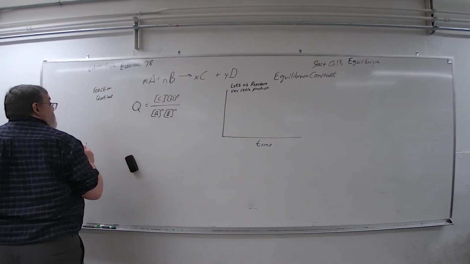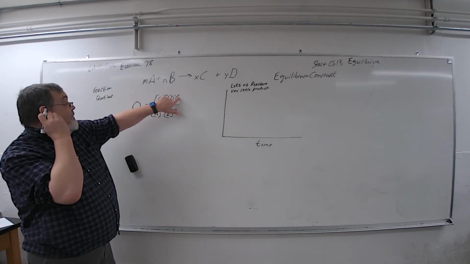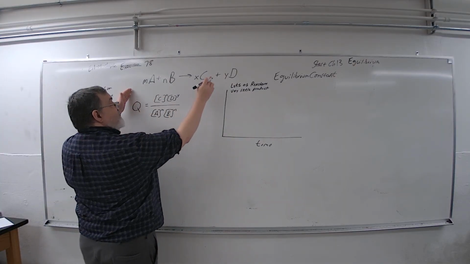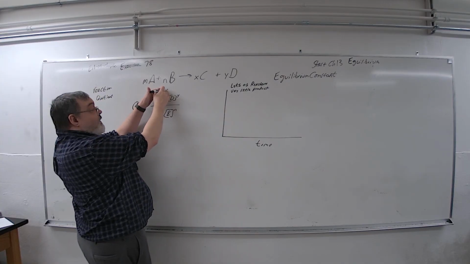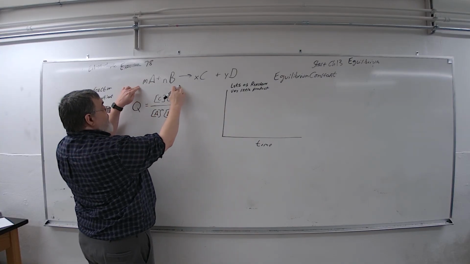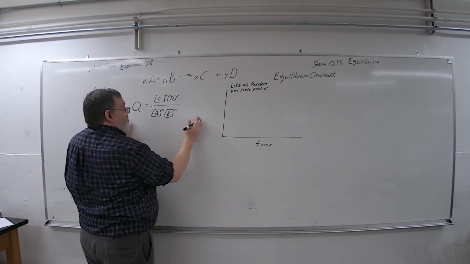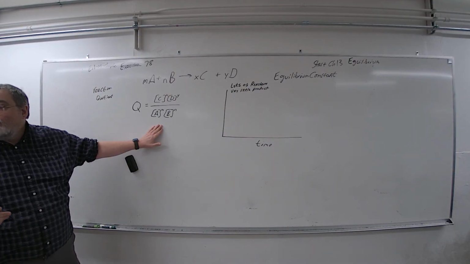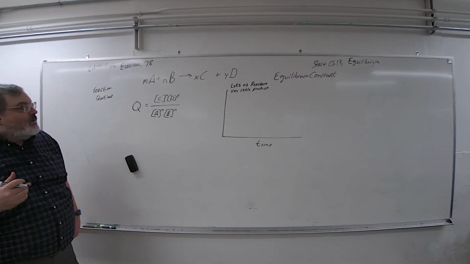So the generality I'm talking about, don't think about the powers. Just realize the more products you have, the bigger this number will be. And the less products you have, the smaller this number will be, the numerator. It's same for the reactants. If you have lots of reactant, this will be a big number. If you have a very small amount of reactant, that'll be a very small number. Can you see that? That's all the logic you really need to follow this.